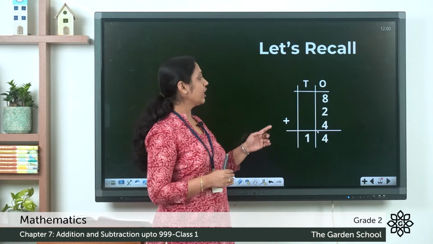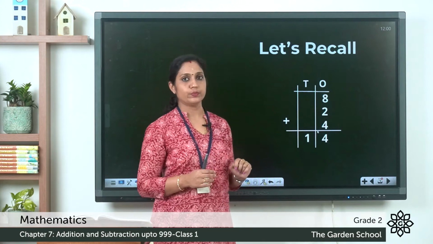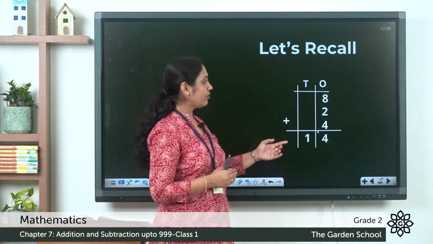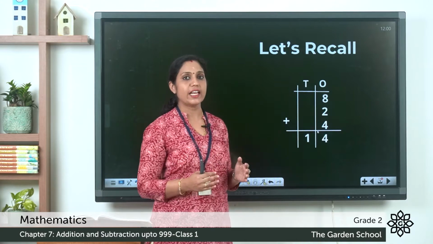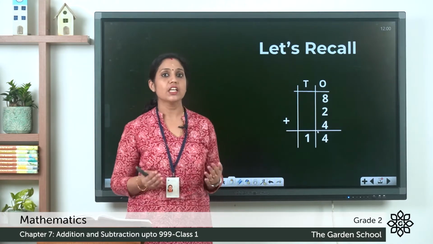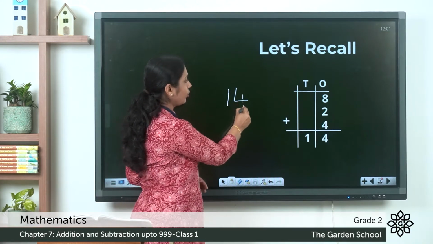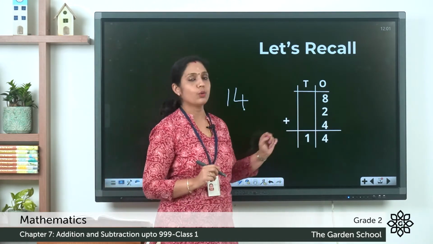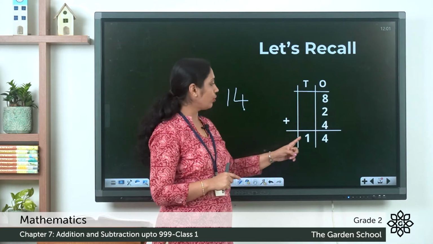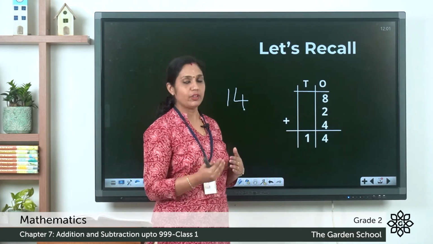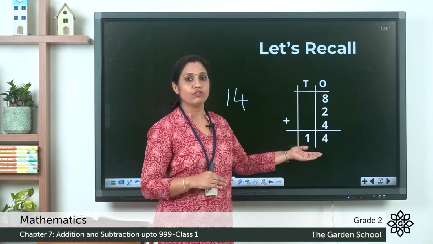Now let's see, we have 8 plus 2. How much is 8 plus 2? It is 10, and with that 10 we have to add 4. So 10 plus 4 is 14. When you get 14, what do you have to do? Here it is a one-digit addition, but when you get 14, there is no number in the tens place, so you can write the number here with the answer. So the number is 14.